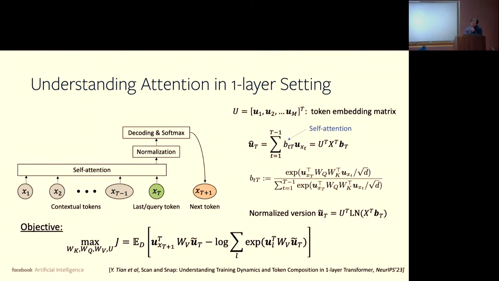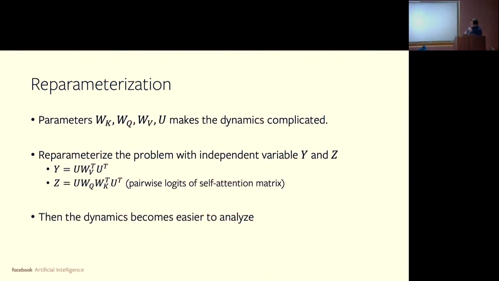Based on this, if you write them down literally, you're going to see a lot of parameters. You see WQ, WK, and you also see U. So it's very complicated. If you write them down and try to compute the gradient, it's very messy. So we actually make two very important tricks. First of all, you want to make sure that you reparameterize the problem with independent variables. And this has turned out to be very important for this paper and also for the follow-up work that gives a better understanding of multi-layers.